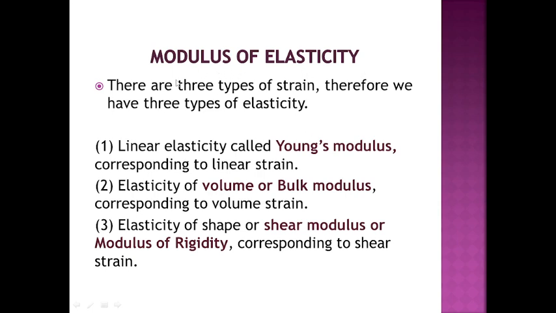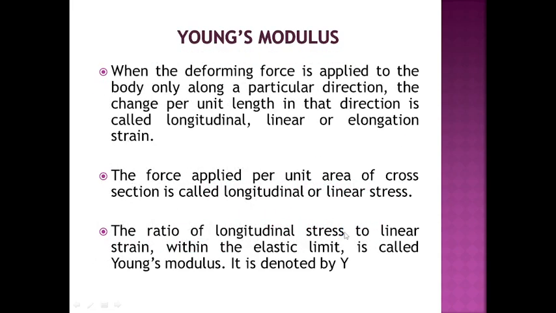If we take the ratio of stress to strain, that is called modulus of elasticity according to Hooke's law. So there are three types of modulus of elasticity: Young's modulus, bulk modulus, and modulus of rigidity or shear modulus. So there are totally three types of stress, three types of strain, and three types of modulus of elasticity. So first one, Young's modulus.